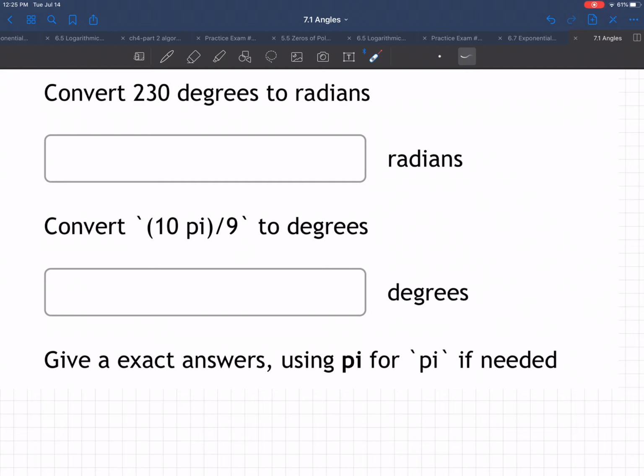Here we have an example of converting both directions, between degrees to radians and then radians to degrees. So this is a very good example. I like this one because it makes us think both ways. Degrees and radians are two different systems for measuring an angle opening, aren't they?